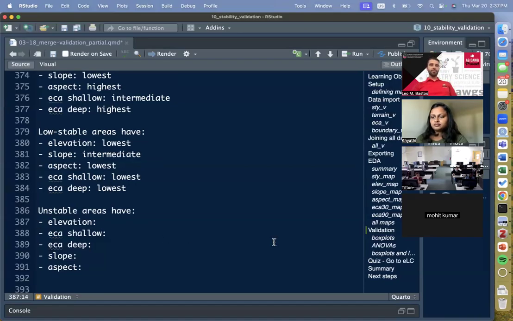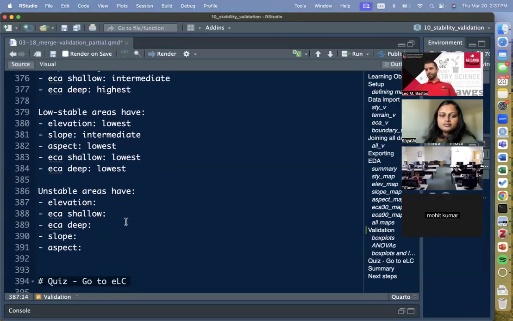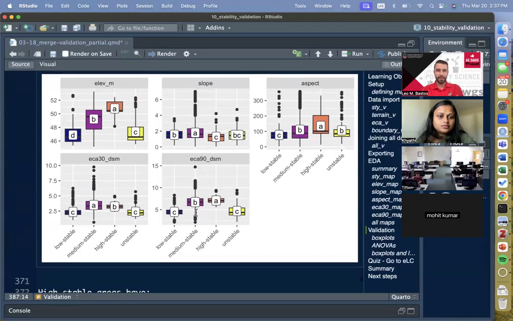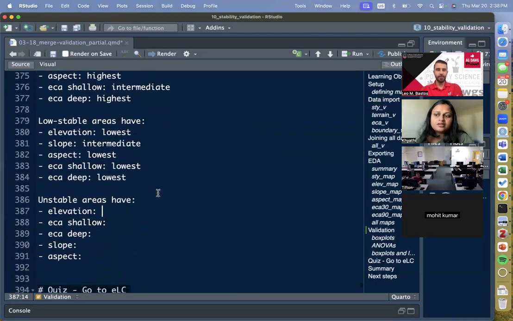And now let's go to the unstable. Yathi, can you tell me elevation? Intermediate. Elevation, you got intermediate on unstable. Let me double check. I think I had a different one, because we have a D which is lowest in elevation. That is true. Let's see, intermediate.